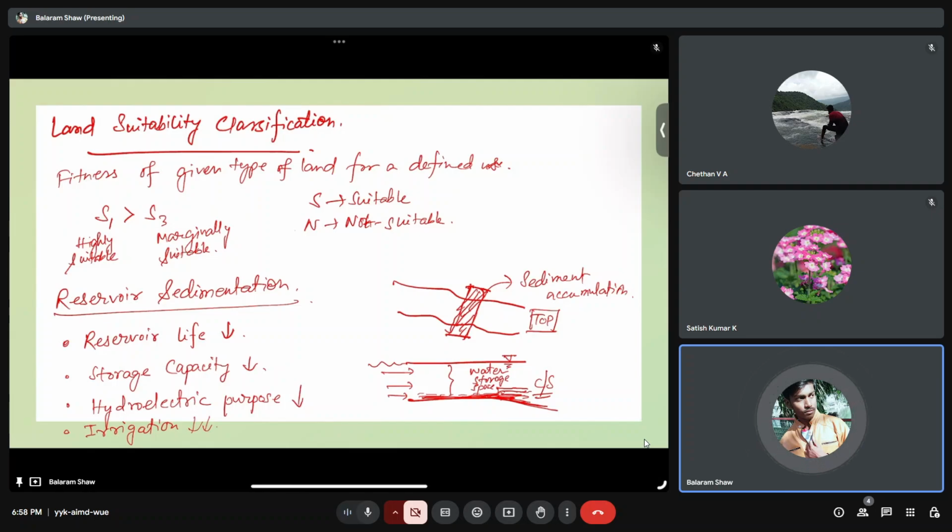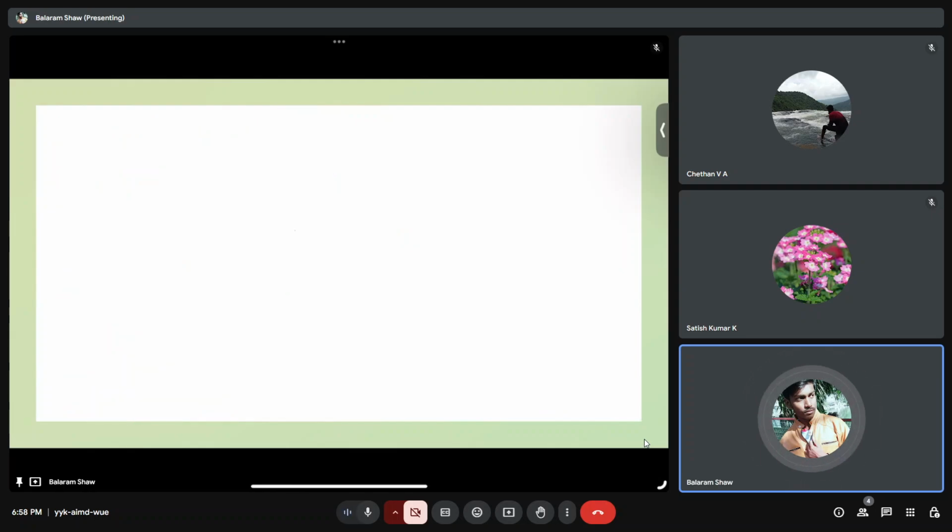Okay. So mostly these sediments will be in the form of bed load, then suspended load, and wash load.